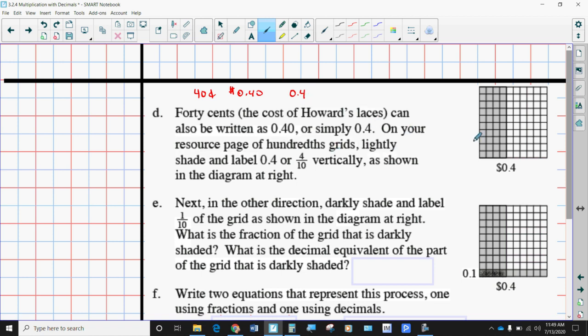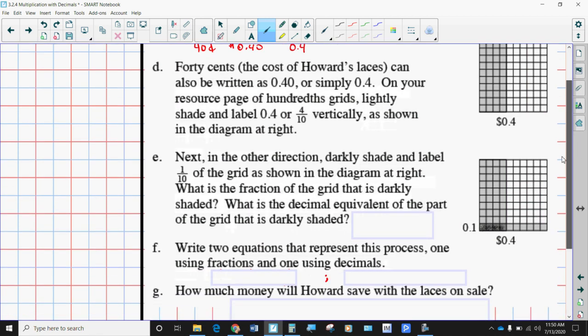On your resource page, lightly shade in like we've got right here. Okay, so 40, 1, 2, 3, 4 times 1, 2, 3, 4, 5, 6, 7, 8, 9, 10, that is 40%, or 40 hundredths of the total square. But this would be easier if you think of it as 4/10, because this entire column is 1/10, 2/10, 3/10, 4/10 of the total.